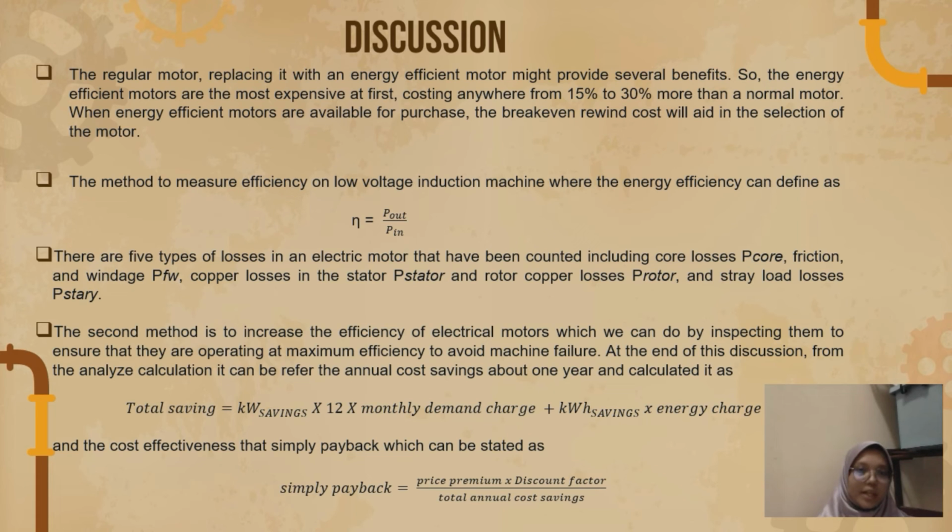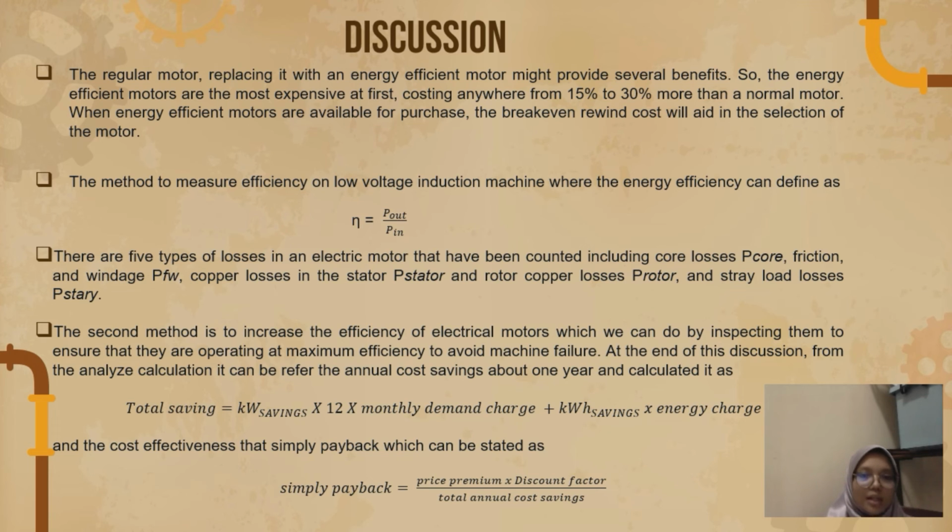So this is our discussion, and we have 4 points in this part. The first one is the regular motor. Replacing it with the energy efficient motor might provide several benefits. The energy efficient motors are more expensive at first, costing anywhere from 30% to 50% more than a normal motor. When energy efficient motors are available for purchase, the break-even rewind cost will add into the selection of the motor. The method is to measure efficiency on a low voltage induction machine, where the energy efficiency can be defined as N equal to P out divided by P in. There are 5 types of losses in an electric motor that have been counted, including P core, PFW, P stator, P rotor, and P stray.